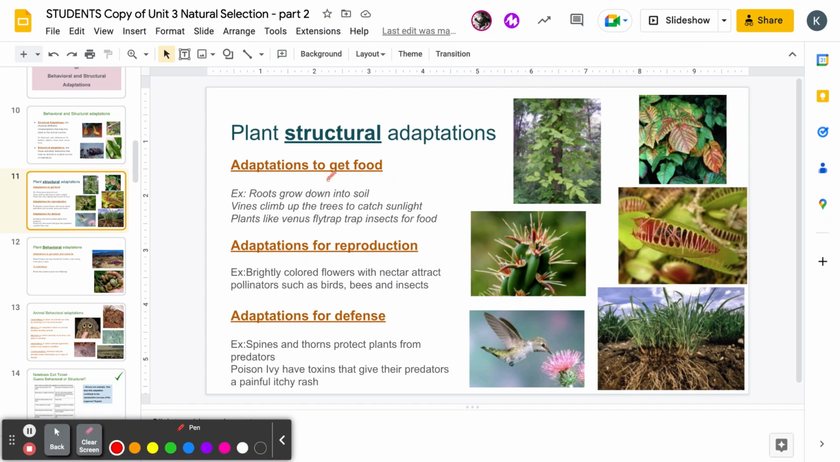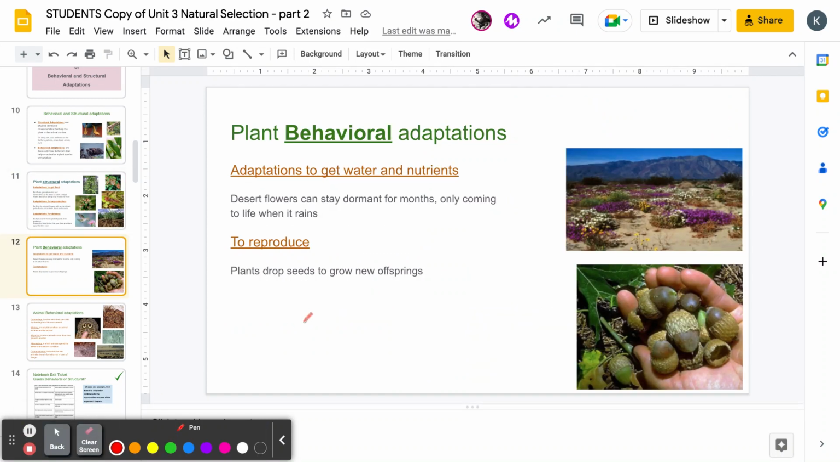Here, example of structural adaptations, some of which were on your formative. Roots growing down into soil. That is an example of structural. Brightly colored flowers with nectar that attract pollinators, such as birds, structural. Spines and thorns to protect the plants. Those are all structural too.